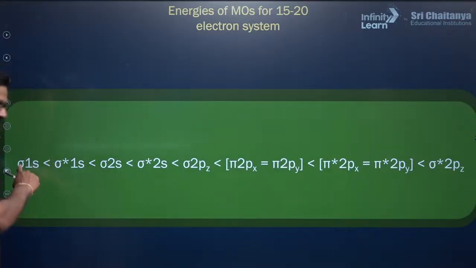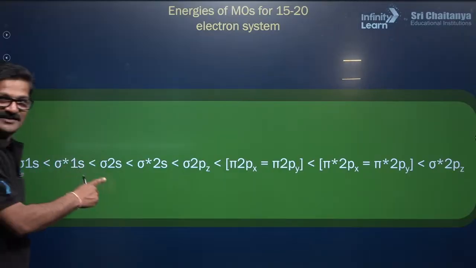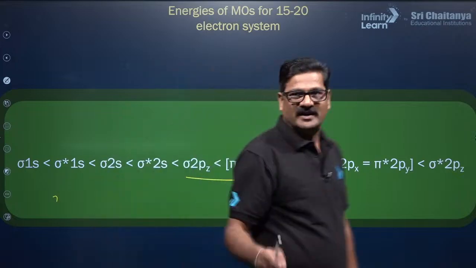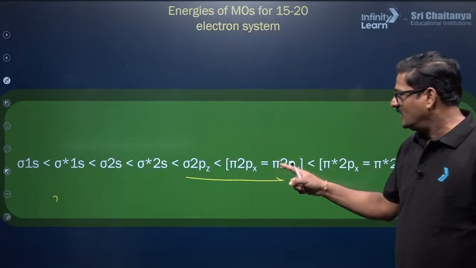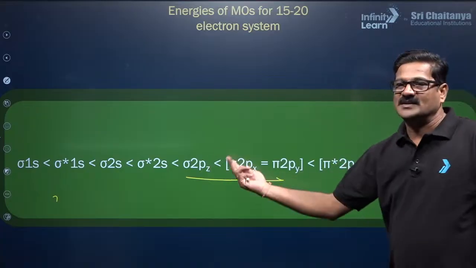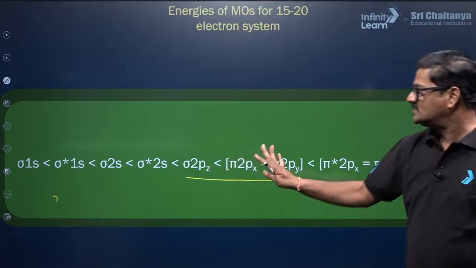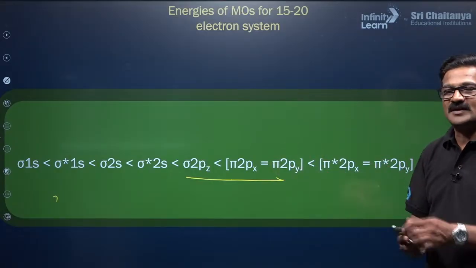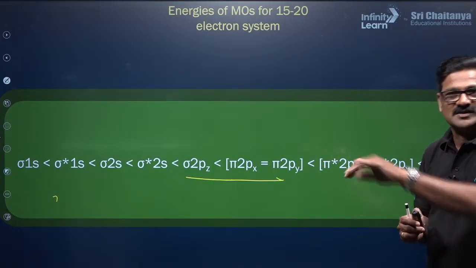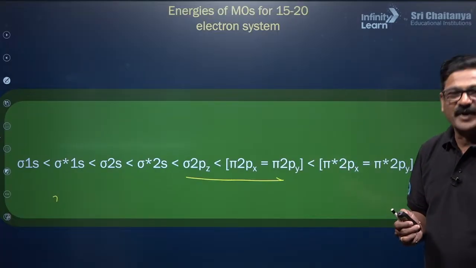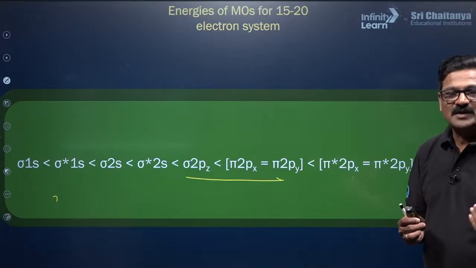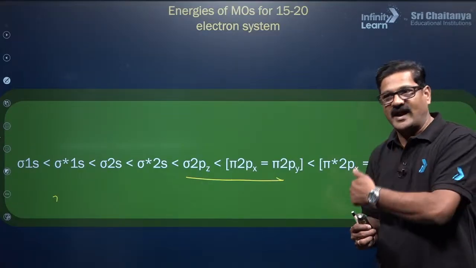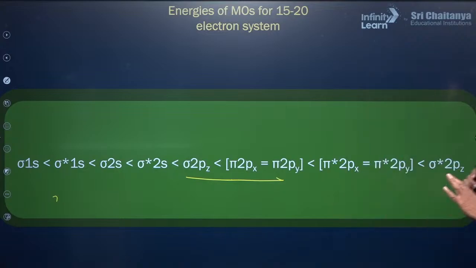1s less than sigma star 1s less than sigma 2s, less than sigma star 2s. Now in sigma and pi comes the variation: in the previous order, up to 14 electrons, it is simply swapped. This is very, very important, and generally we follow this order. Only in the case of up to boron, carbon, nitrogen are you going to see the previous version. In one, the pi orbitals come first; in the other, the sigma orbital comes first. This is the actual order, and it is very, very important.